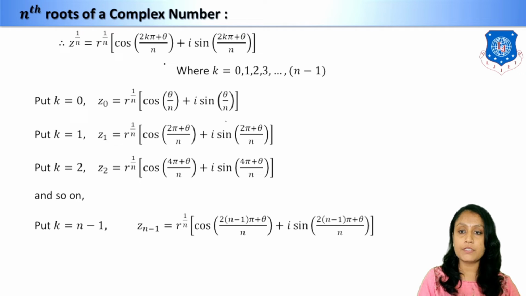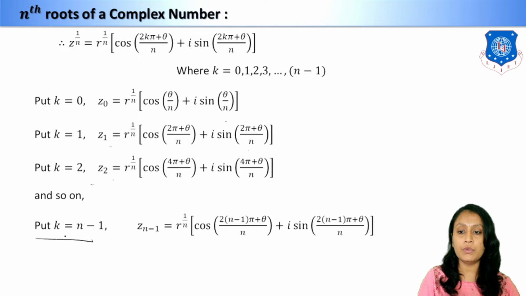Okay. Now let's substitute k is equal to 1. So you will get z1, that is r raised to 1 upon n into cos of (2 pi plus theta) upon n plus i sin of (2 pi plus theta) upon n. Now for k is equal to 2 we'll get z2, that is r raised to 1 upon n cos of (4 pi plus theta) upon n plus i sin of (4 pi plus theta) upon n, and so on.